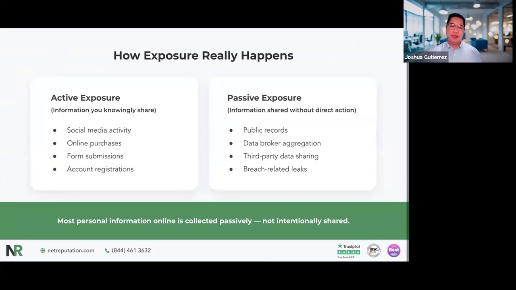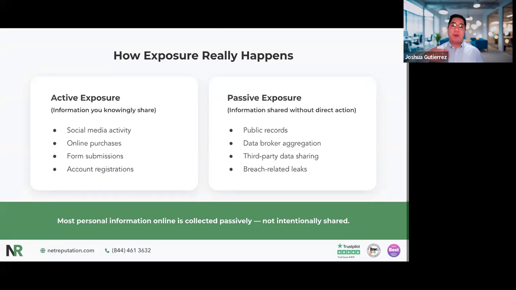So, how exposure really happens. When we talk about digital exposure, it helps to break it down into two categories, active and passive. Active exposure is what you already knowingly share. That's social media posts, online purchases, form submissions, as we mentioned earlier, things you intentionally enter into a digital system. Most people assume, and are correct, that this is where their risk comes from, but not all of it.